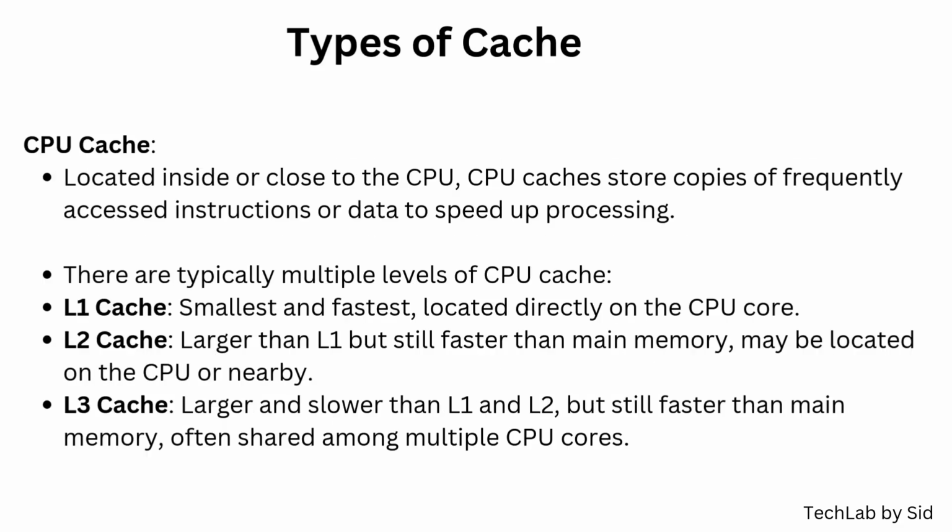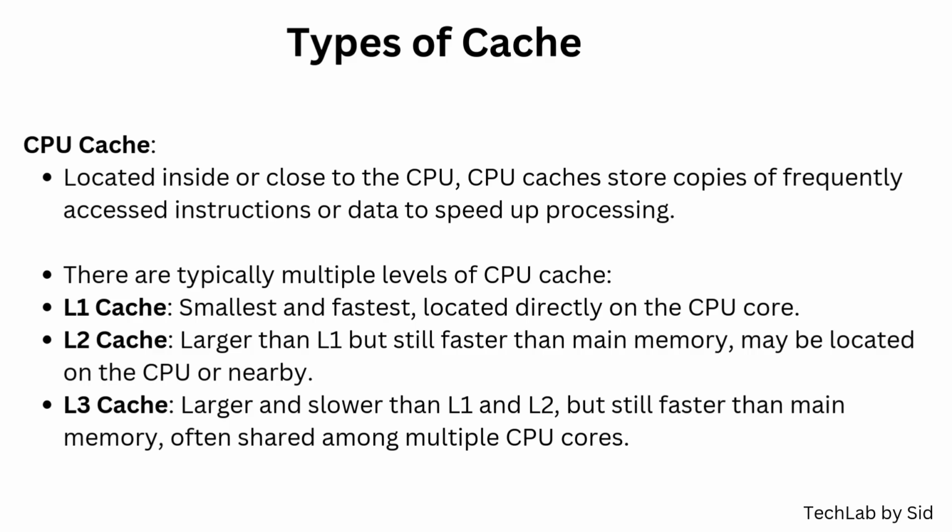CPU cache. Located inside or close to the CPU, caches store copies of frequently accessed instructions or data to speed up processing. There are typically multiple levels of CPU cache. L1 cache is the smallest and fastest, located directly on the CPU core. L2 cache is larger than L1 but still faster than main memory, and may be located on the CPU or nearby. L3 cache is larger and slower than L1 and L2 but still faster than main memory, often shared among multiple CPU cores.